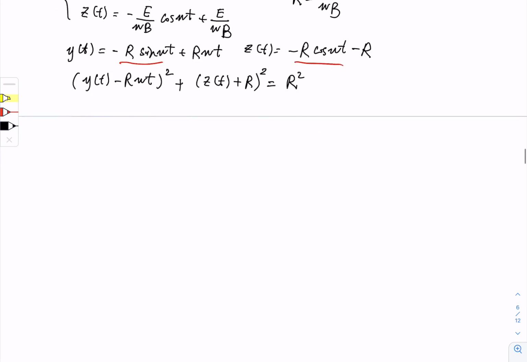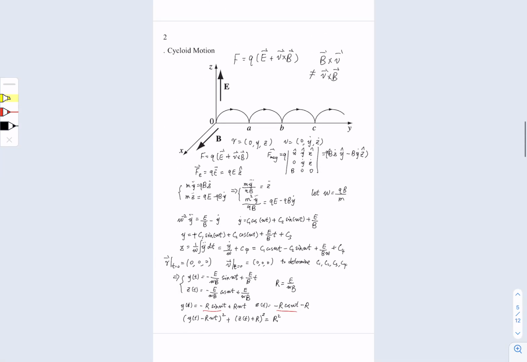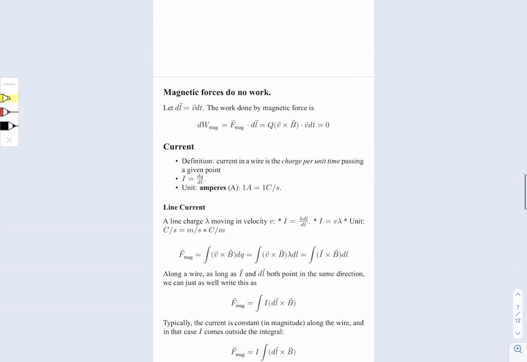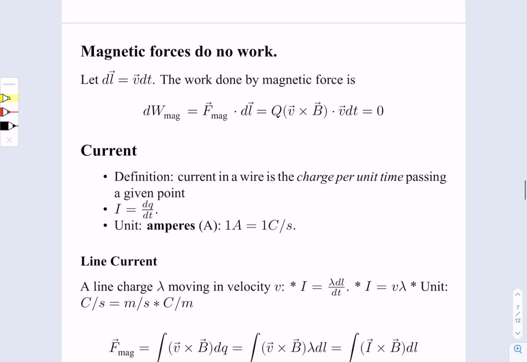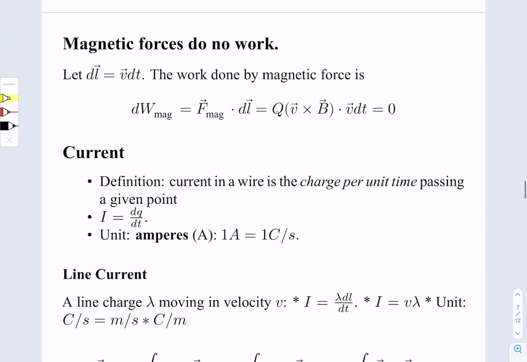Okay, so somehow we finished this. Another thing that I want to emphasize is that the magnetic field does no work. I guess you're already familiar with this in 2041. So to derive this is simple.